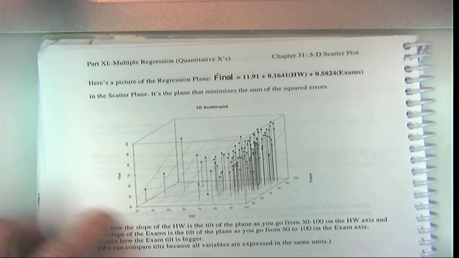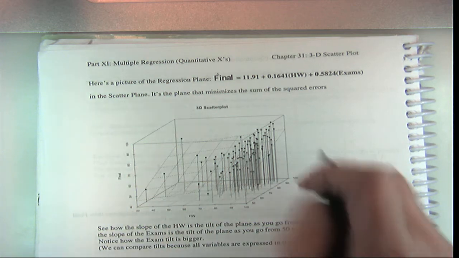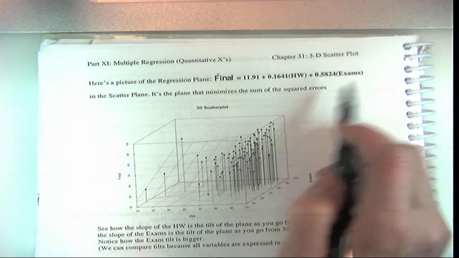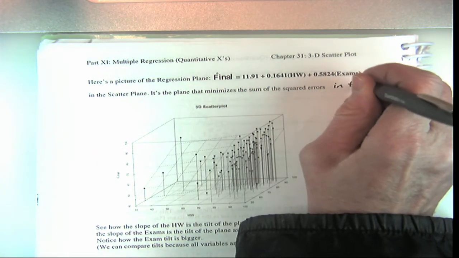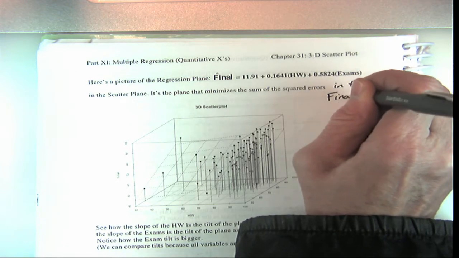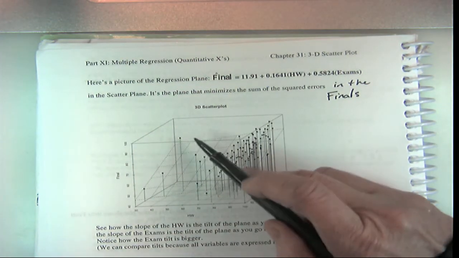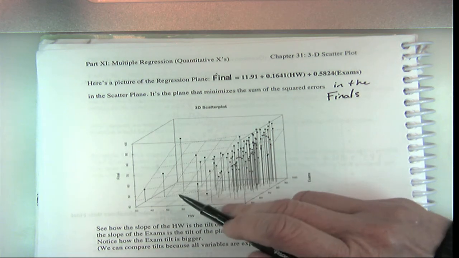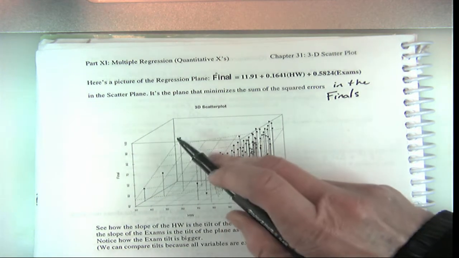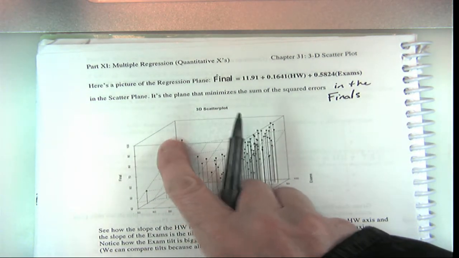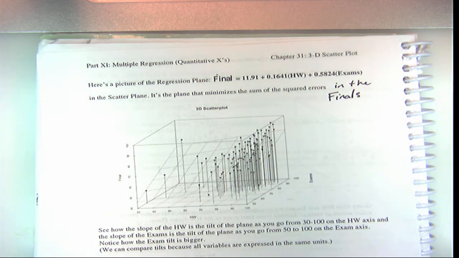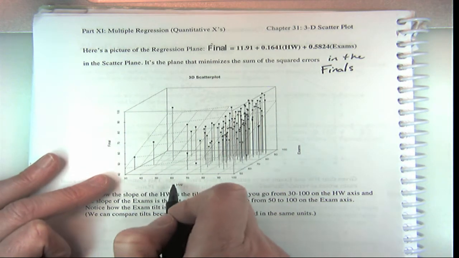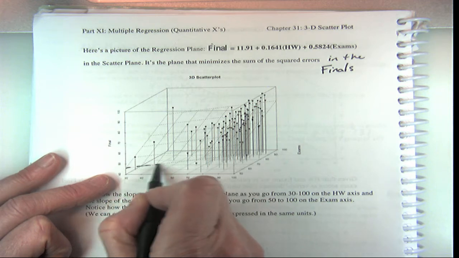And here's a picture of the plane. You can see it. It's the plane that minimizes the sum of the squared errors in the finals. The errors, you see, this has a big error. See that? That person was expected to get a much lower score, and look how high that error is. But you can't hit them all, so that was a big residual. But this plane, maybe you can see it better if I show you.